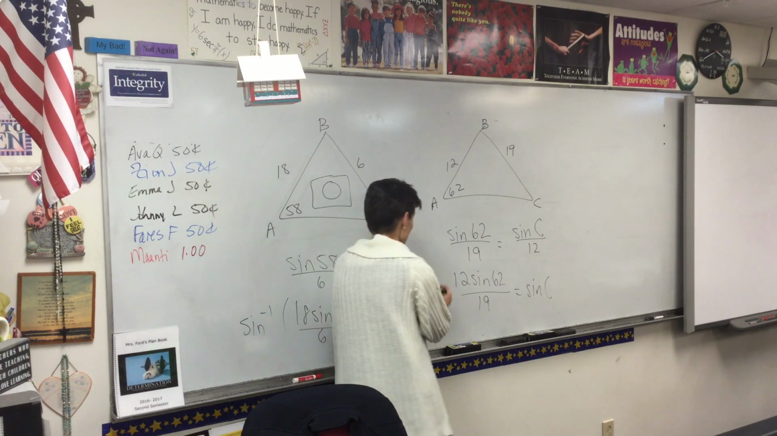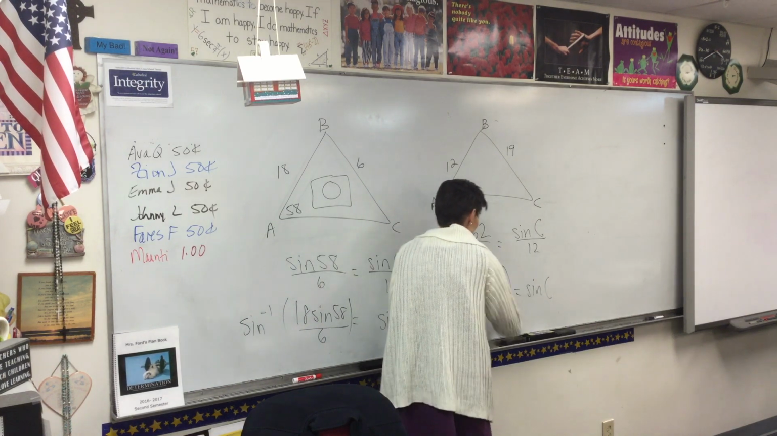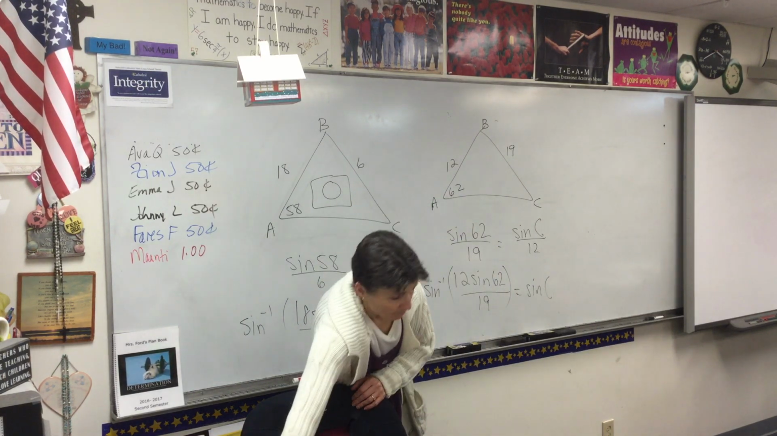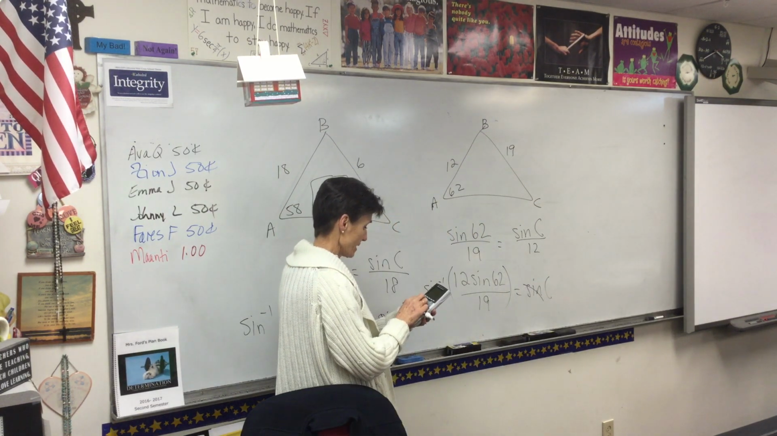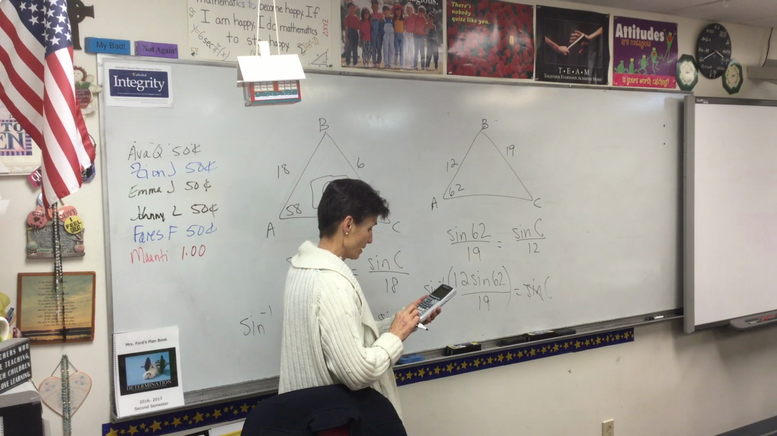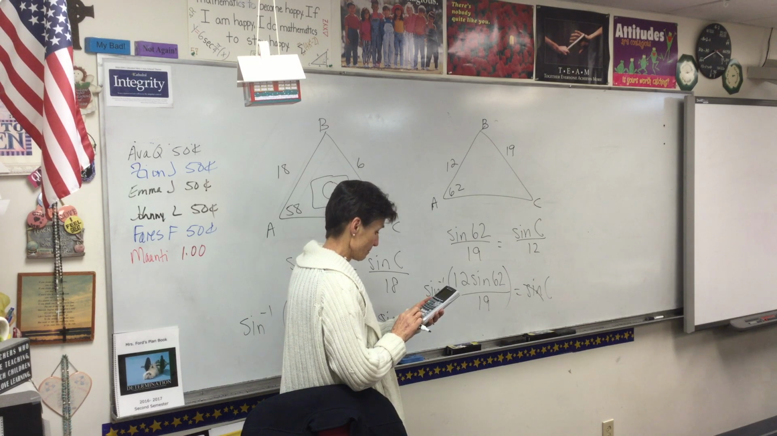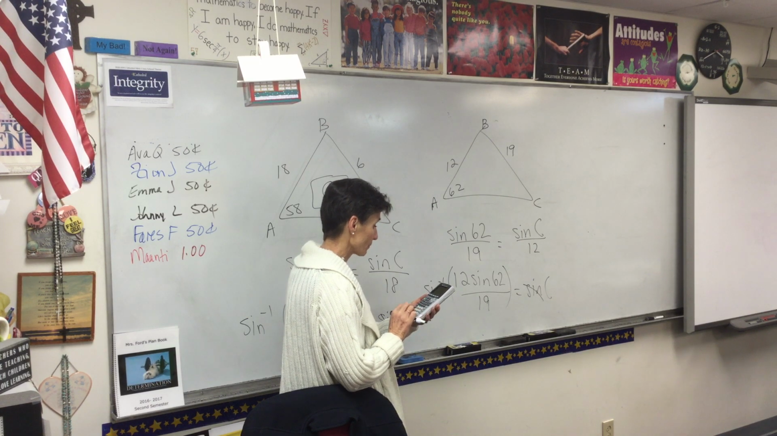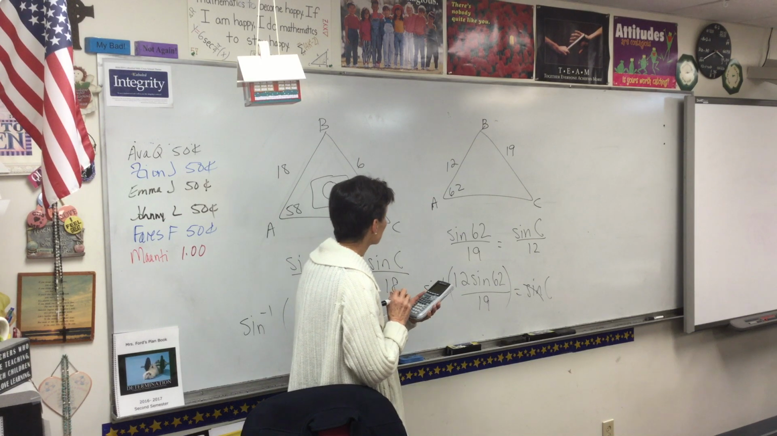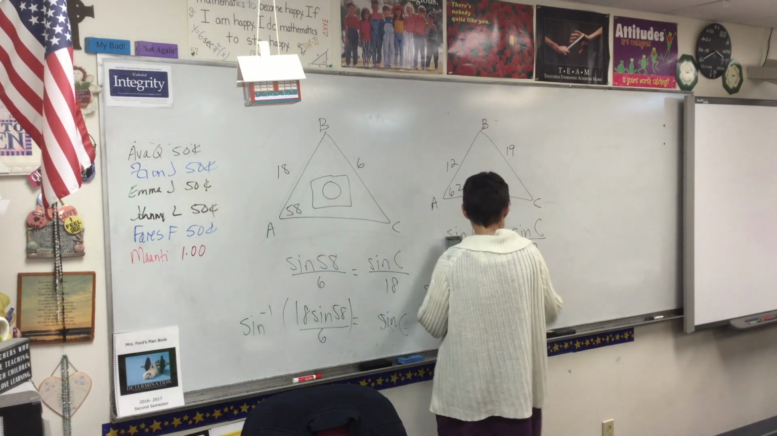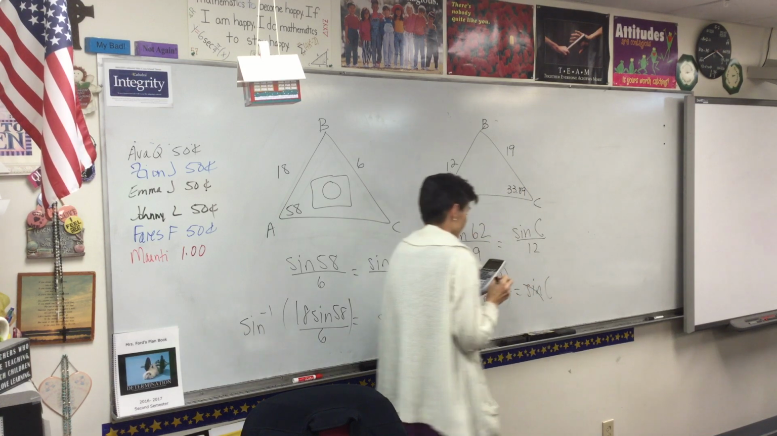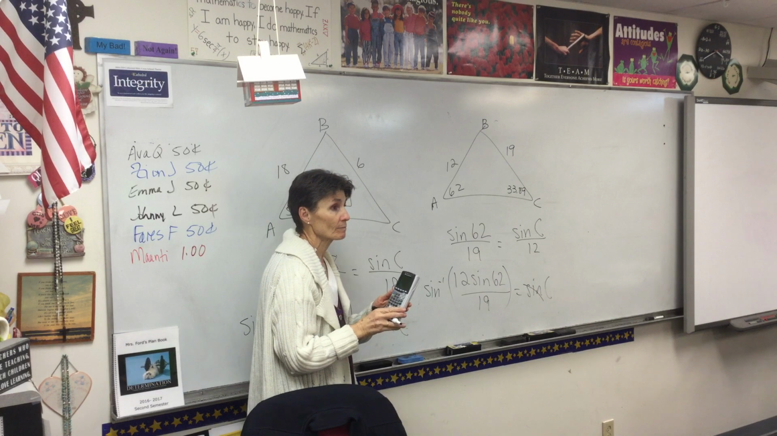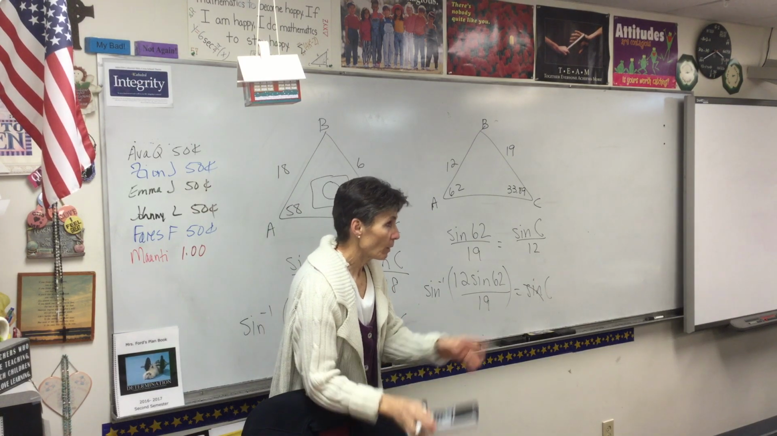Second sine. And now I'll have the second sine of all of this. So when I second sine 12 sine 62 divided by 19, oh, I got an answer this time. I got 33.89. Is that right?